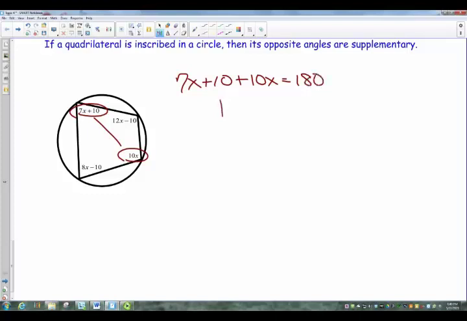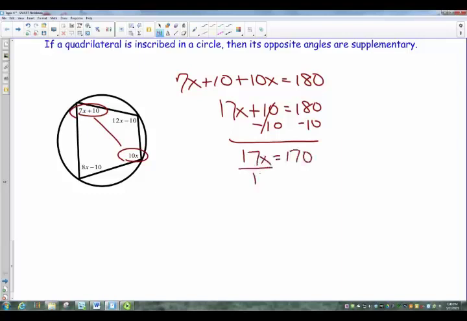So 7x plus 10x is 17x, plus 10 equals 180. Subtract 10. That leaves you with 17x equals 170. Divide by 17. And you now know that x is 10. So we found x, and that's the case for all of these. And so now we can substitute back in and figure out the actual angle measures.